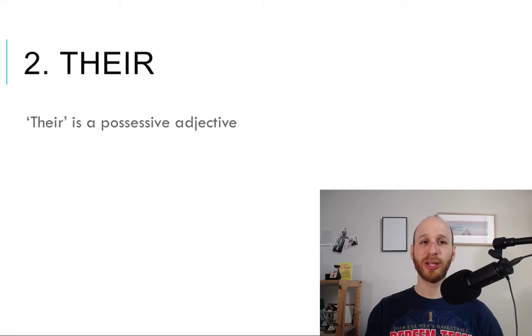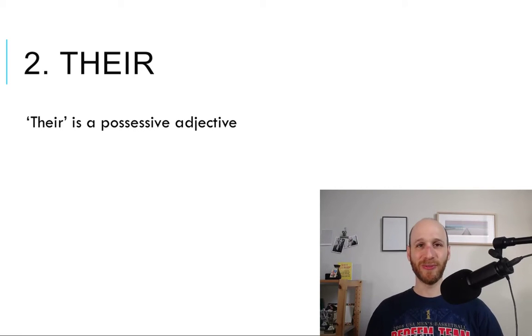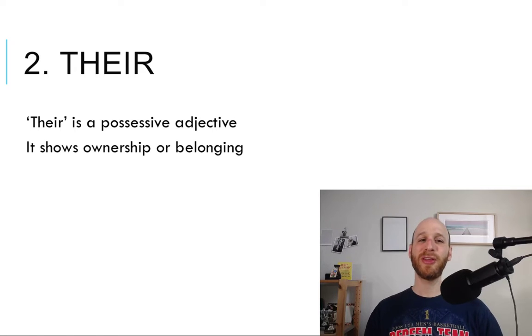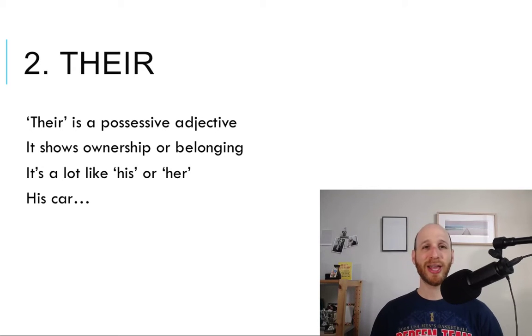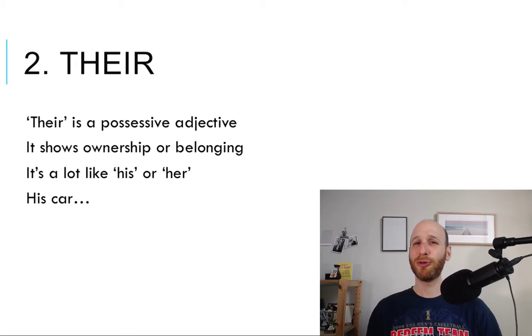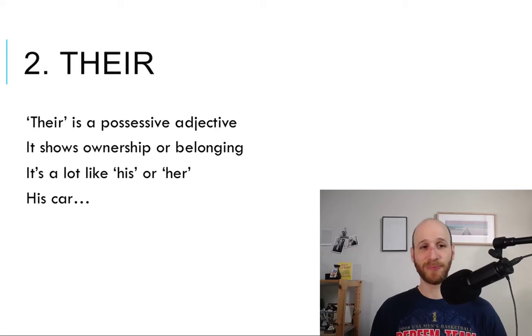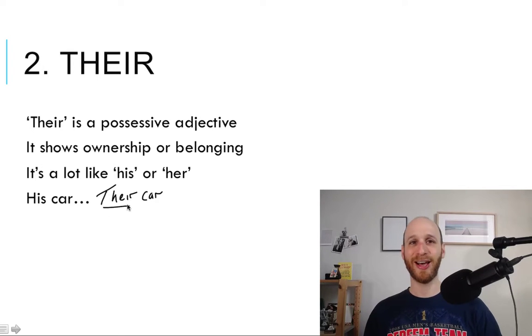T-H-E-I-R is a little bit more tricky. Their is a possessive adjective. This means that it shows ownership or belonging. In some ways, it's very similar to his or her. For example, we might say it is his car. Okay, so if it's a group of people, we could just say their car. We're just saying that the ownership of the car belongs to them.